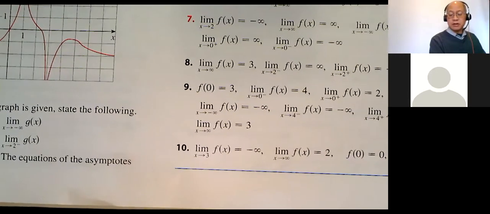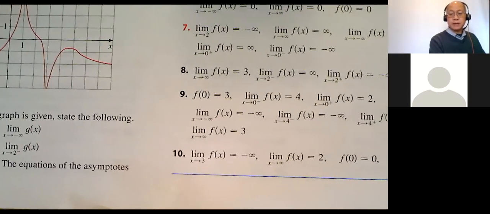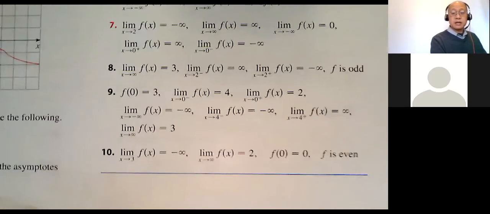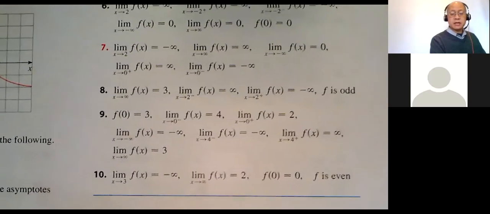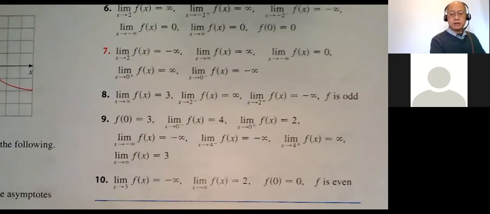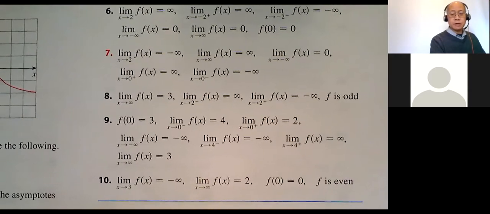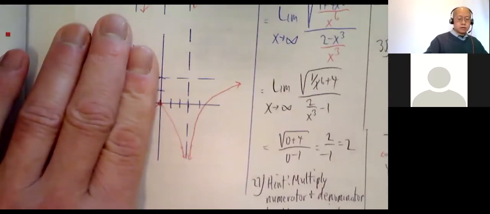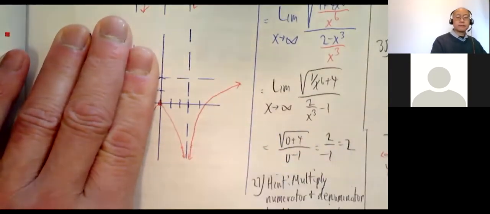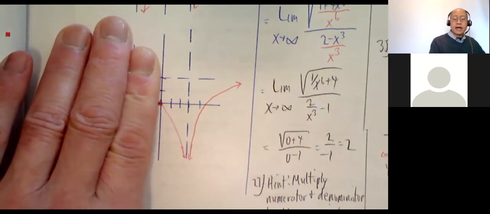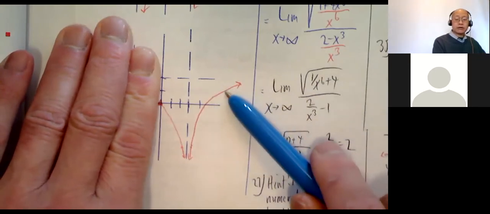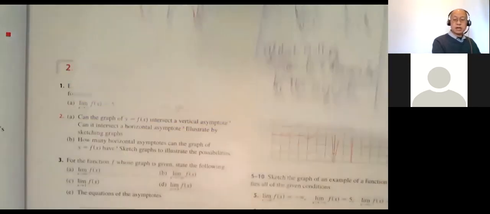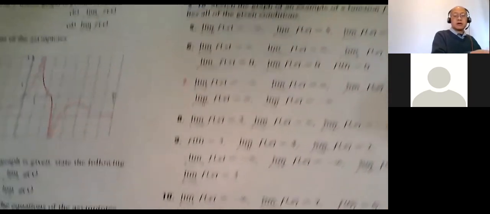The limit as x approaches 3 of the function is negative infinity. The limit as x approaches infinity of f of x is 2. f of 0 is 0, and f is even. When we approach 3, the function approaches negative infinity, two-sided. Then it says when x approaches infinity, when x gets super big, the y values are close to 2. That's what it says right here. Right over here, f of 0 is 0.